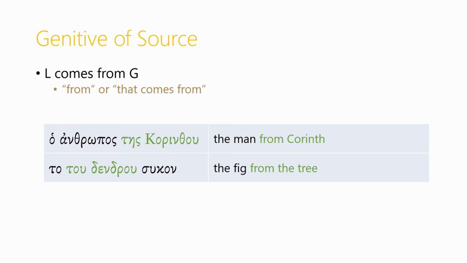Similarly, with to sukon tou dendrou, the tree fig, the fig probably comes from the tree. The origin of the fig, the lead nominal, is expressed by the genitive nominal, the tree.